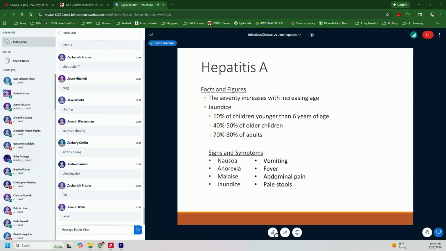There can be some jaundice, and you see at the bottom the signs and symptoms. And it should be exactly what you expect from a viral infection, but as well as a virus that hits the liver, right? Something in the GI tract, nausea, anorexia, jaundice, vomiting, fever, abdominal pain. There it is, pale stools. That bilirubin is not in the bile like it needs to. It's going to the urine, making the urine darker and making the stool lighter.